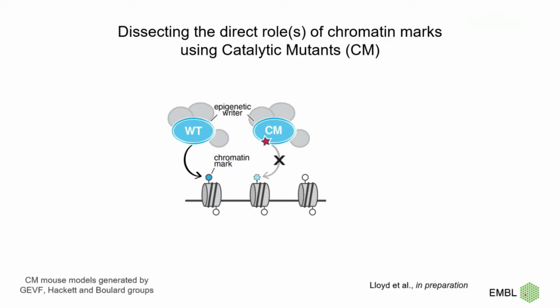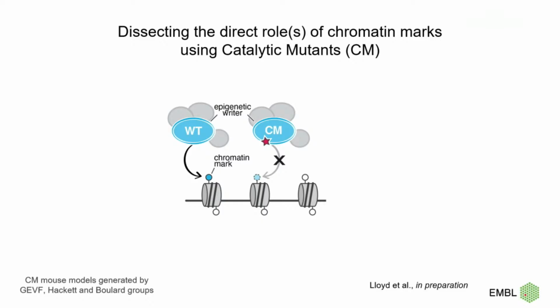To achieve this precision, we use a resource that we have available at EMBL Rome, which is a collection of mouse models that are catalytic mutants for various epigenetic writers. This means that these mice have single point mutations in the catalytic site of epigenetic writers that kill the catalytic function. And as a result, the protein can be produced, it can assemble into the complex and go on the chromatin, but is unable to deposit the chromatin mark. This means that any phenotype arising in a catalytic mutant can be uniquely assigned to loss of the catalytic function and therefore loss of the chromatin modification.